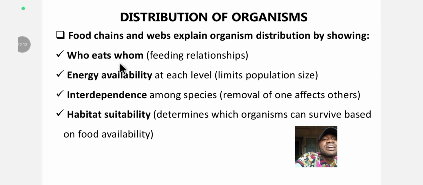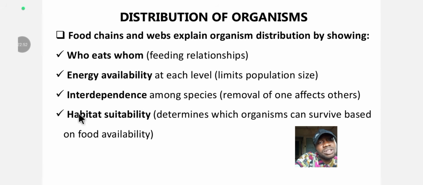Food chains and food webs also show organism distribution through interdependence. Plants are dependent on decomposers. Primary consumers are dependent on producers. Secondary consumers are dependent on primary consumers. That interdependence is what the distribution of organisms shows, and what enables this is the food chain and food web relationship.